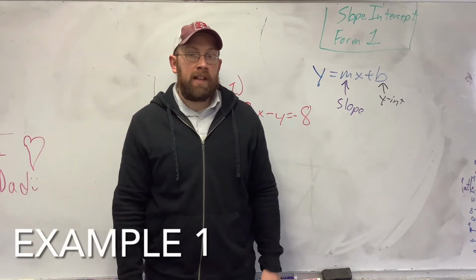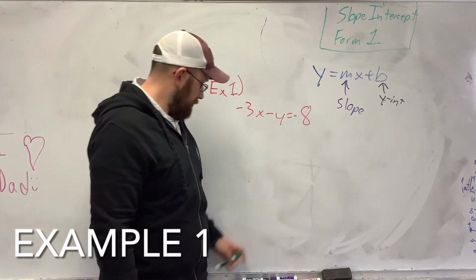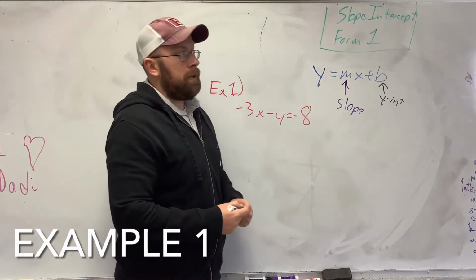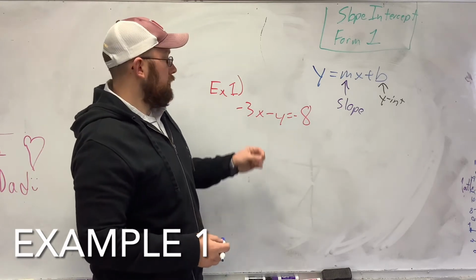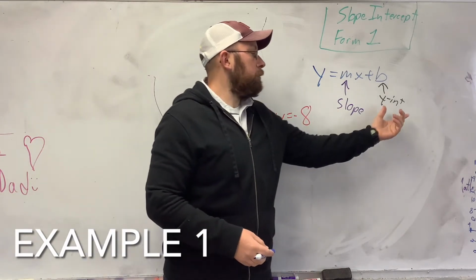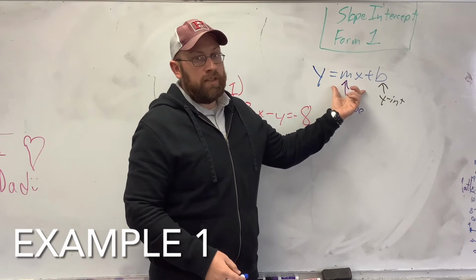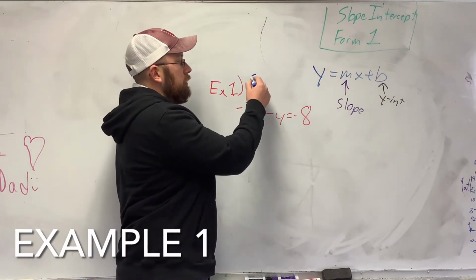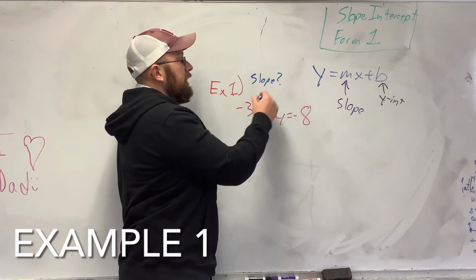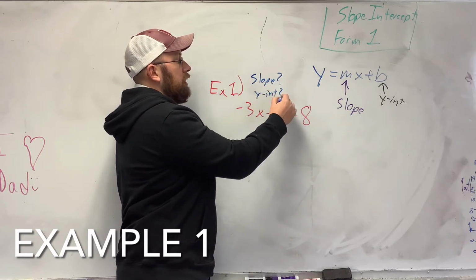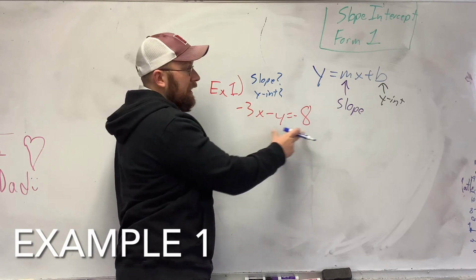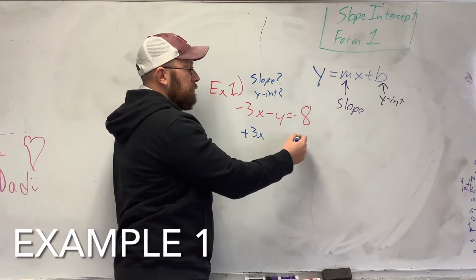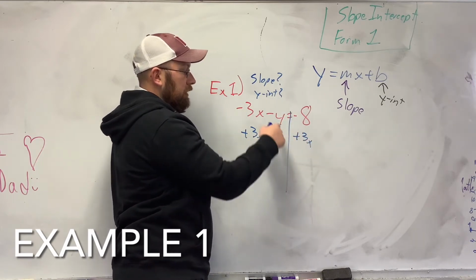All right, for our first example, I'm going to take this and put it into slope-intercept form. To be able to find the slope and the y-intercept, I have to have it in this form. This is not that form. So if I want to say, what is the slope and y-intercept here? I can't find it through this. I have to switch it to that, which is a pretty simple process. I just move everything away from the y.